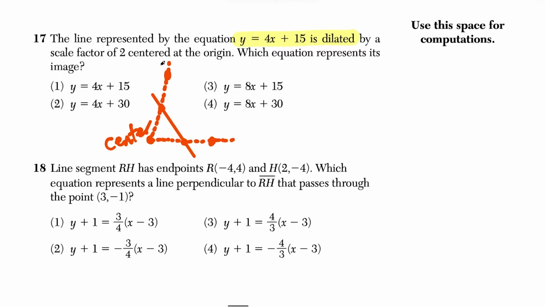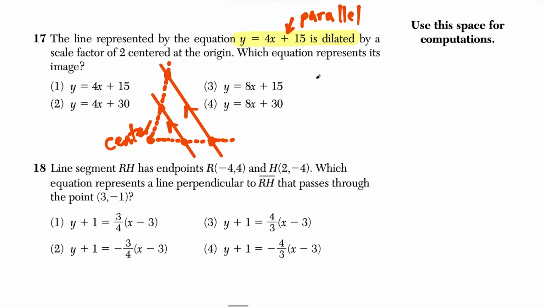And now watch what happens when I connect these two. Notice that the resulting lines here are parallel. So what I'm going to say is that the line we're looking for is going to be parallel to y equals 4x plus 15. Okay, so it's going to be parallel to this line.